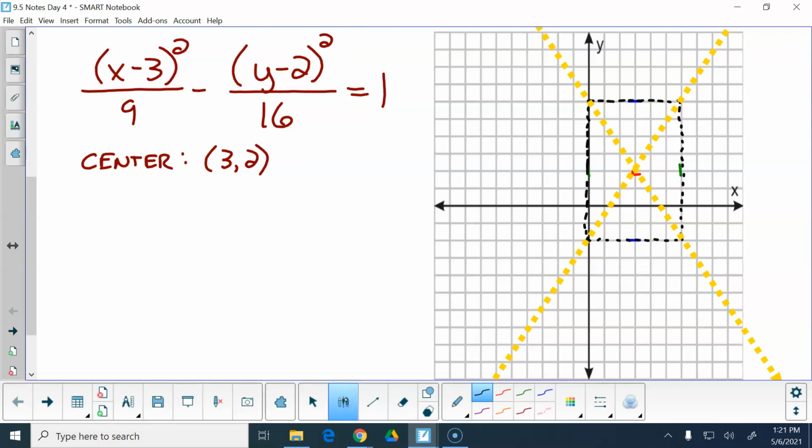Since it opens left and right, that means our vertices are the left side and the right side. So that would be vertices of (0, 2) and (6, 2). That's going to allow us to draw it in.